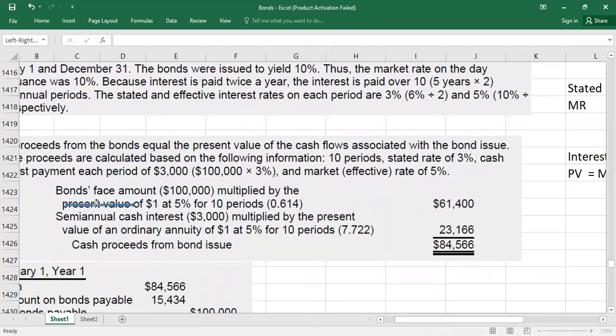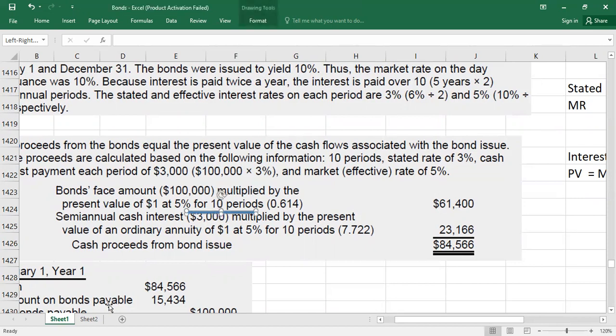We have here, you can look at here, the bond's face amount was 100,000, and we will multiply it with the present value factor. For the present value factor, you can look in the present value of $1 table, look at 5%, because 5% is our market rate for 10 periods. Why 10 periods? Because the maturity is 5 years and interest is paid twice a year.